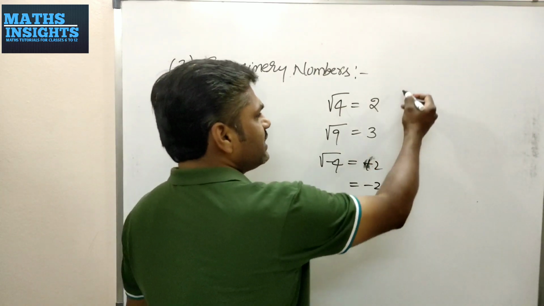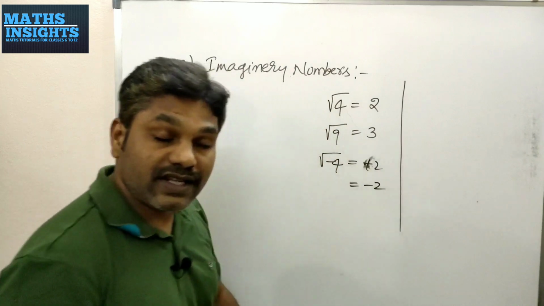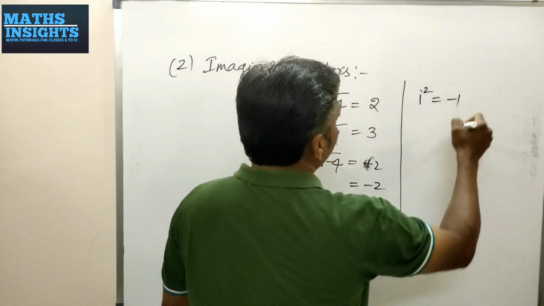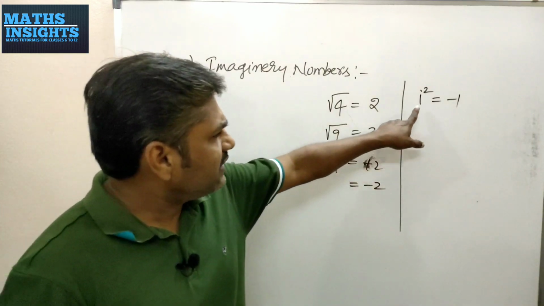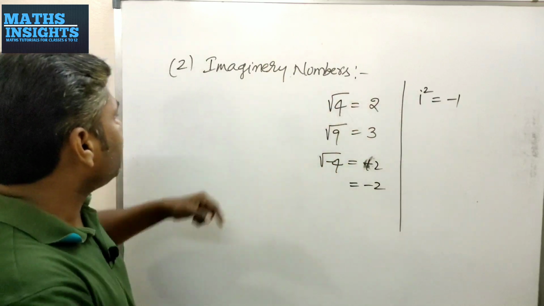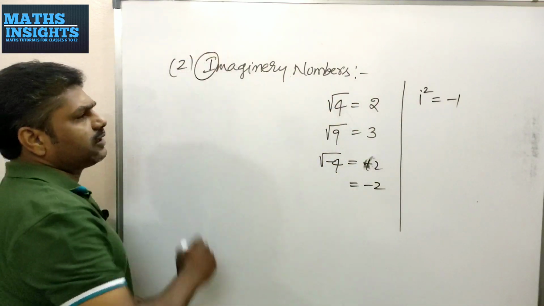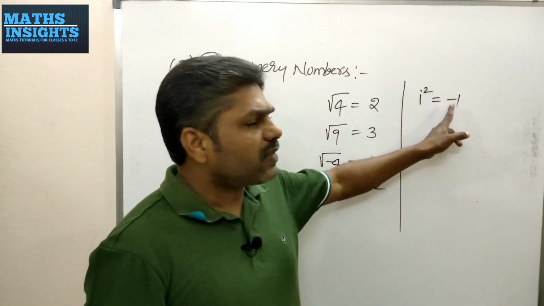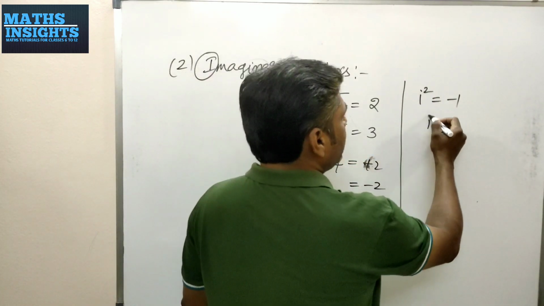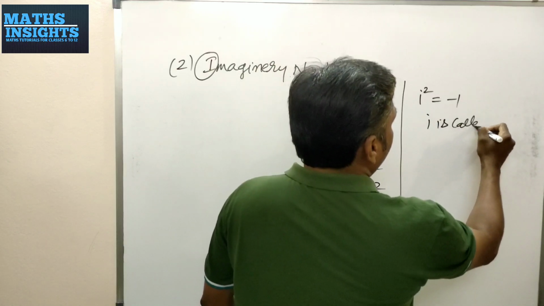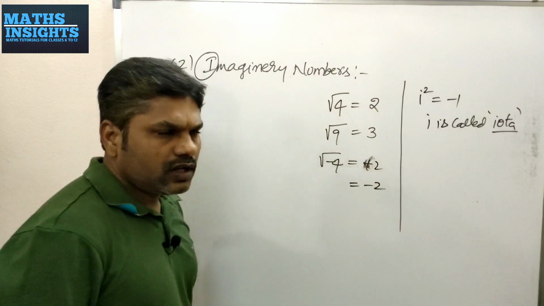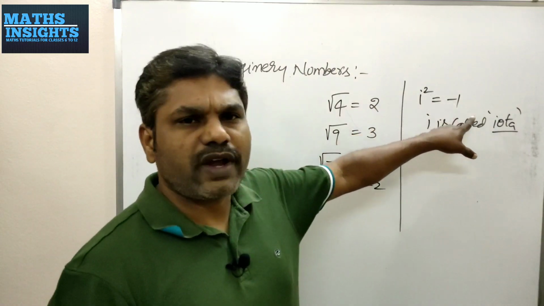So by imagination, they have defined that i square is equal to minus 1, where this i is called the imaginary number, which comes from this letter i. i square is equal to minus 1, where this i is called iota also. You may call it iota. So they define i square is equal to minus 1.